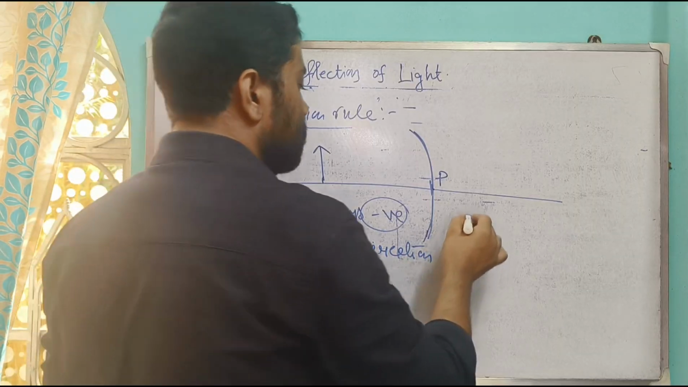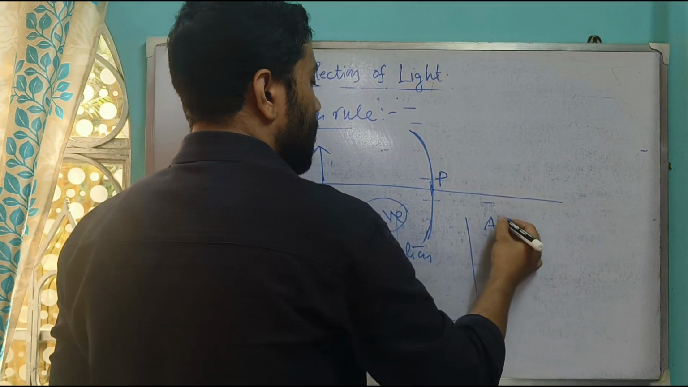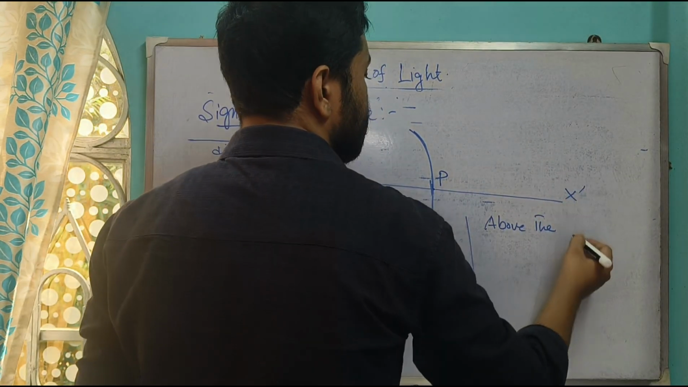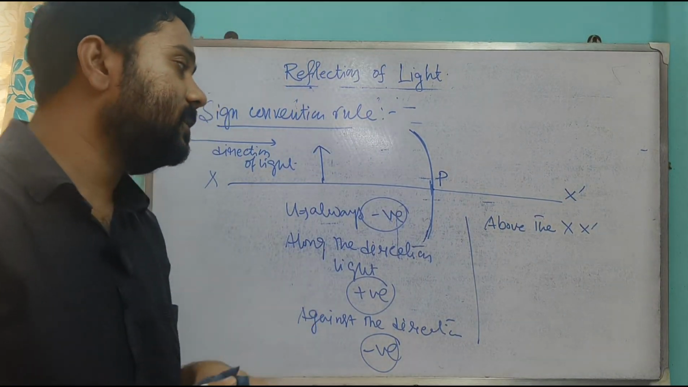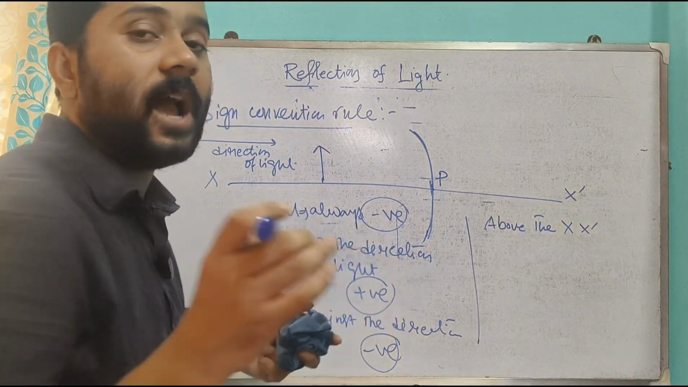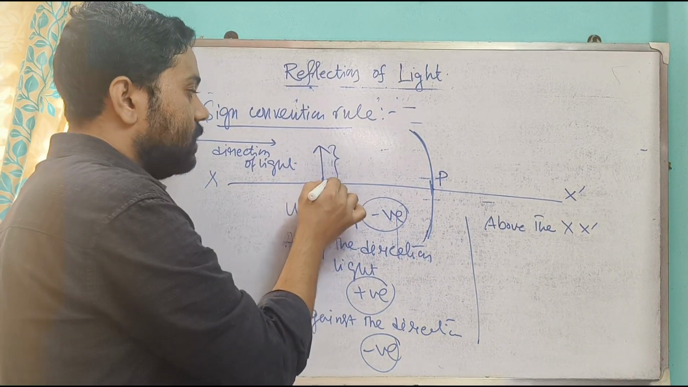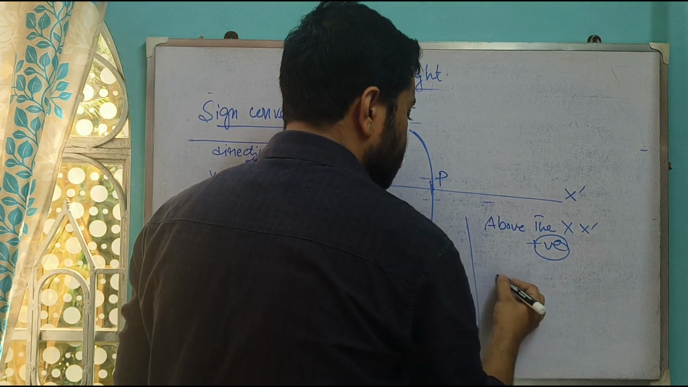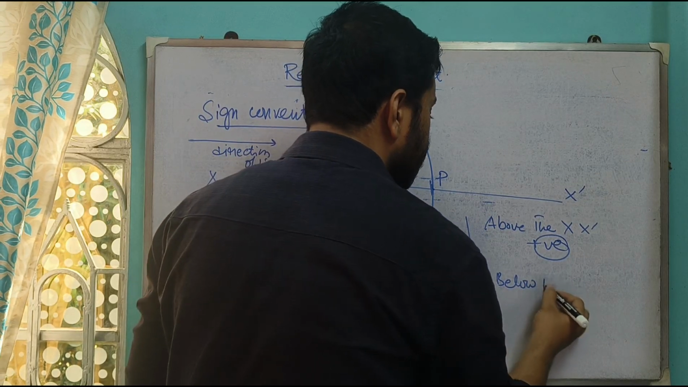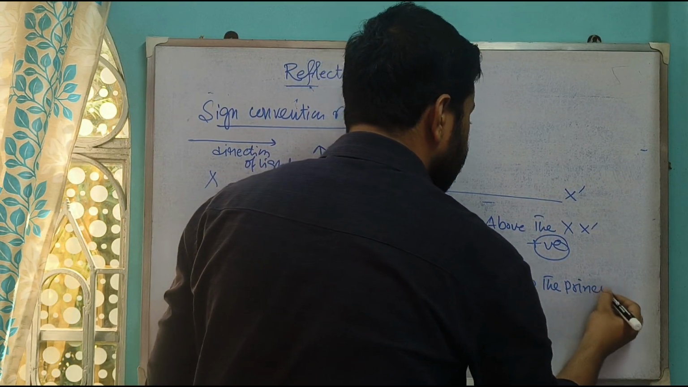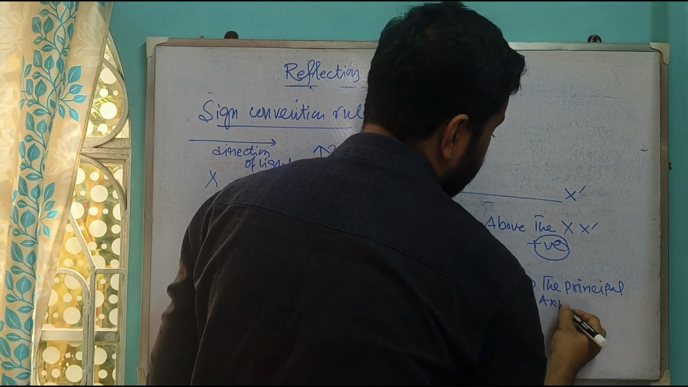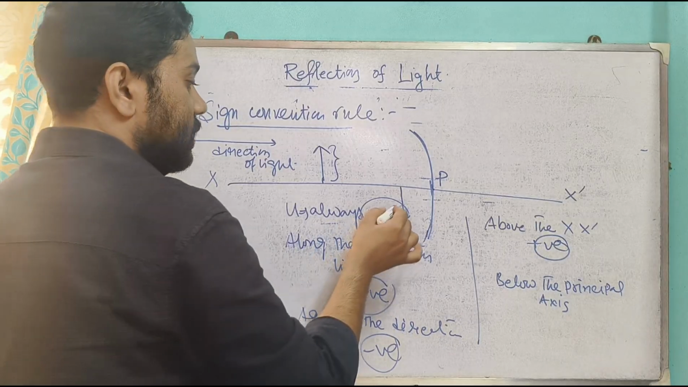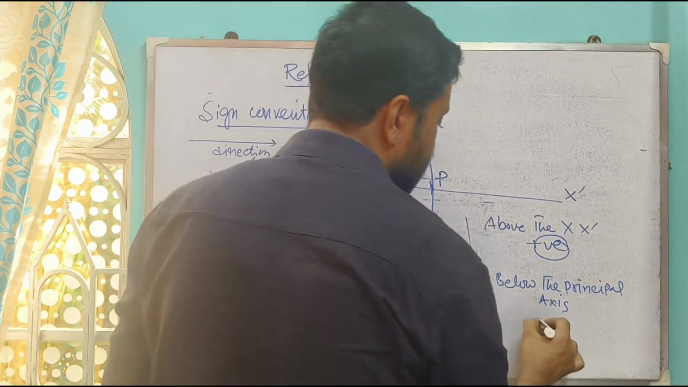Now if we measure above the principal axis, suppose I name it XX dash principal axis, any distance above the principal axis, suppose the height of the object, is positive. And suppose below the principal axis, suppose here an inverted image is created, it is below the principal axis, so it is negative.